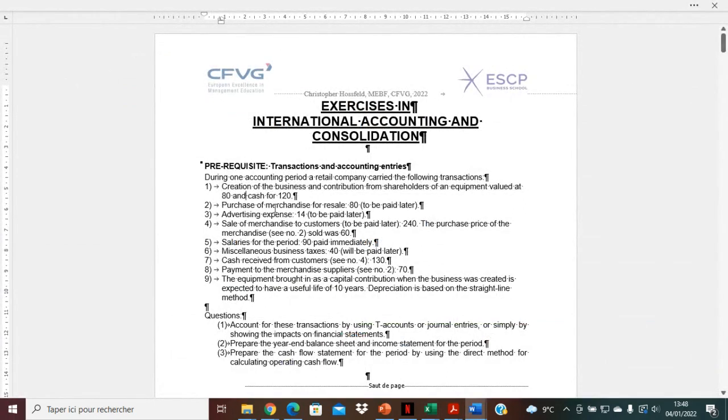That means you can now do transaction number 2, the purchase of merchandise for resale, and then think about all the other transactions that we have here, up to number 9. I give you 10 to 15 minutes. After this, we do the break, and then we discuss solutions.